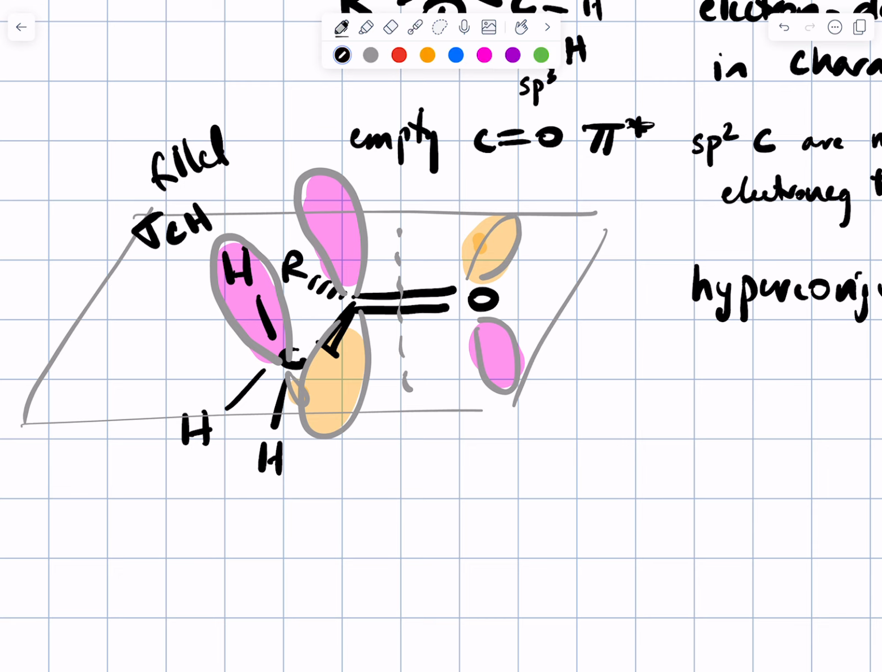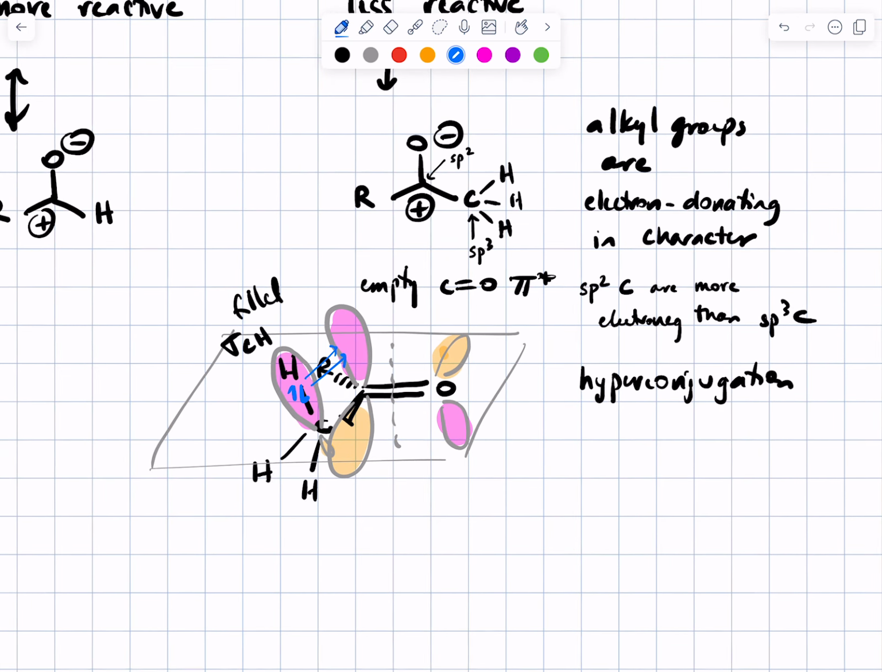So what we're saying is that the electrons in that carbon-hydrogen bond are spreading out a little bit into that empty orbital. Okay? That allows them to move lower in energy. It has some other consequences that we'll revisit at a future date, but that's the second way in which alkyl groups are electron donating in character.